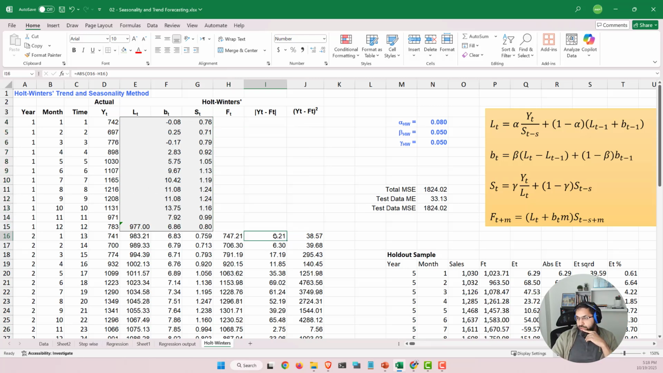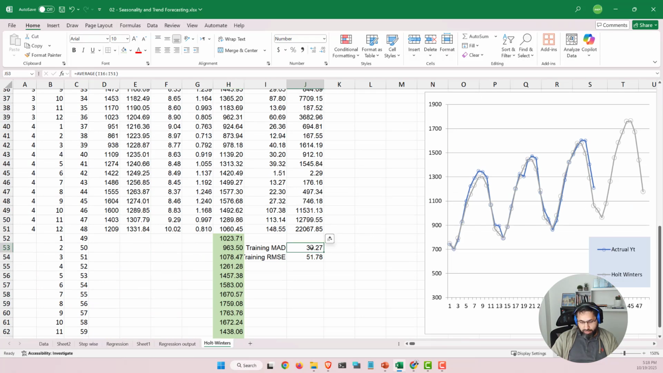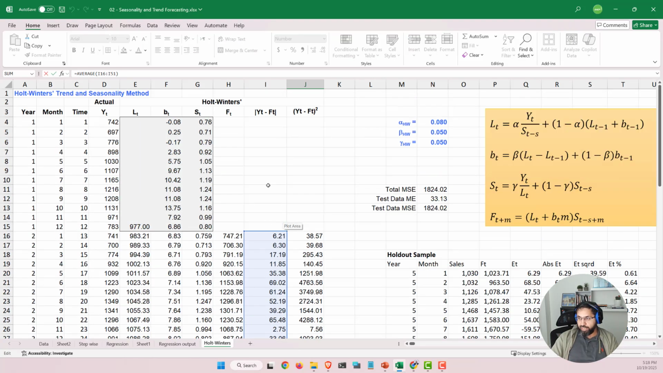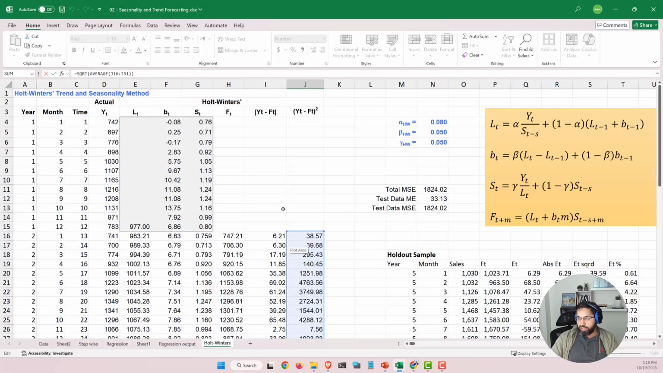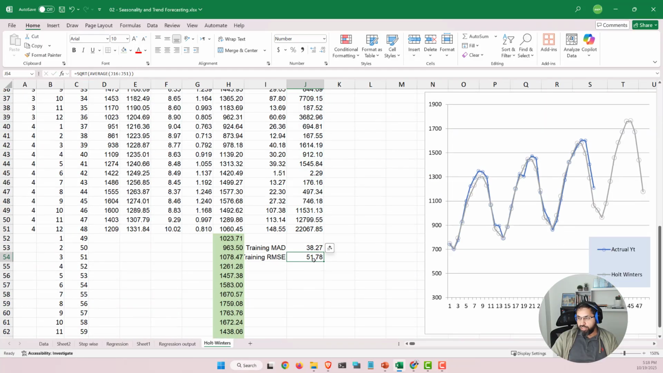Okay, so the error is simply the true value minus the forecasted value. Then we can calculate the MAD, which is simply the average of the absolute deviations, which is 38. We calculate the MSE, which is 51.